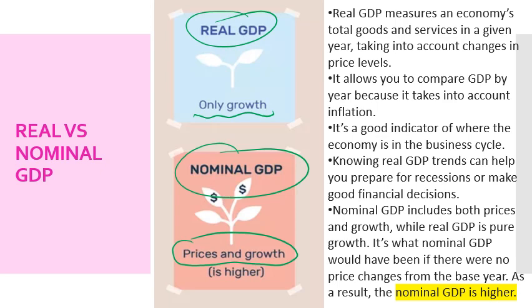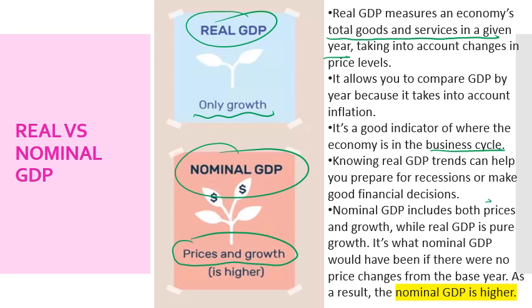So I wrote down a summary. Real GDP measures an economy's total goods and services in a given year, taking into account changes in the price levels. Also, it allows you to compare GDP by the year because it takes into account inflation. As we said, real GDP is adjusted for inflation, whereas nominal GDP is not. Also, it is a good indicator of where the economy is in the business cycle.